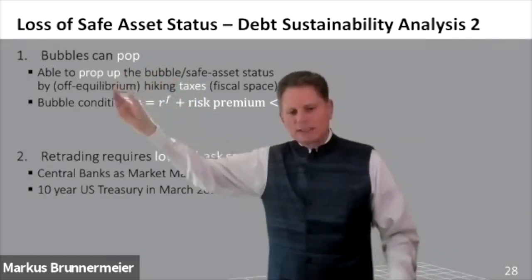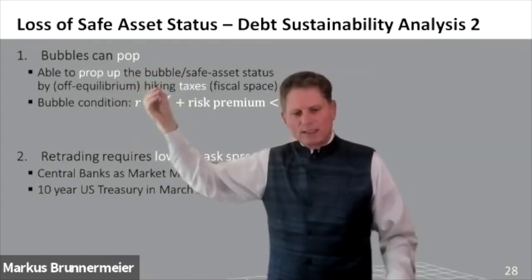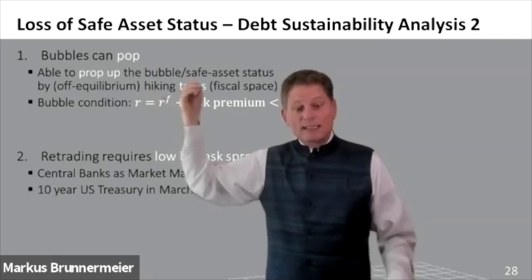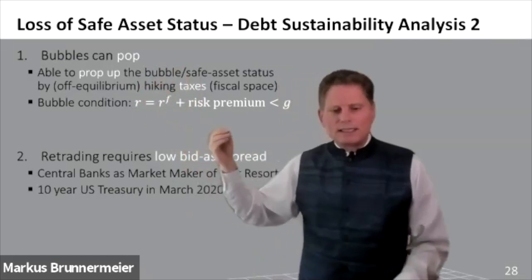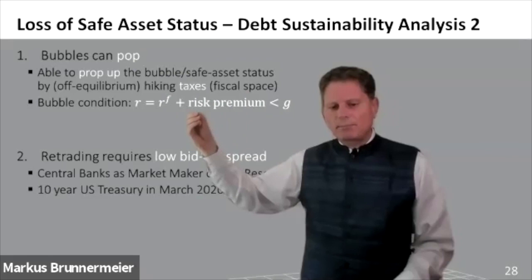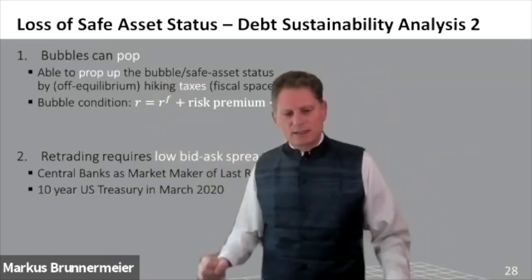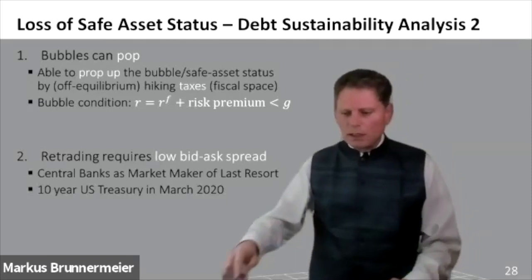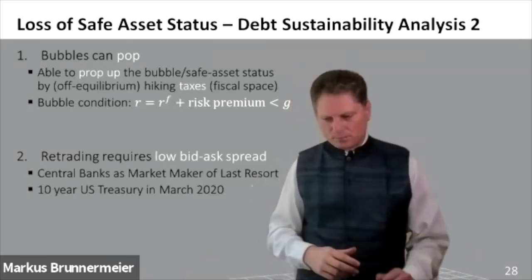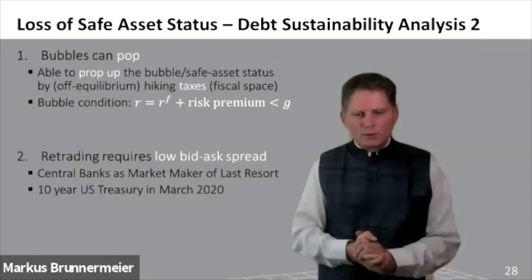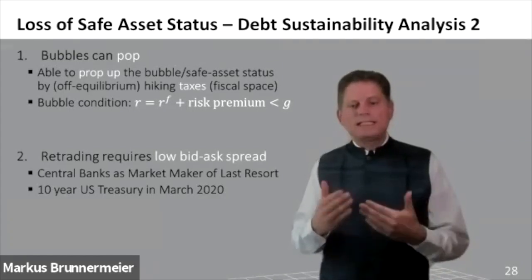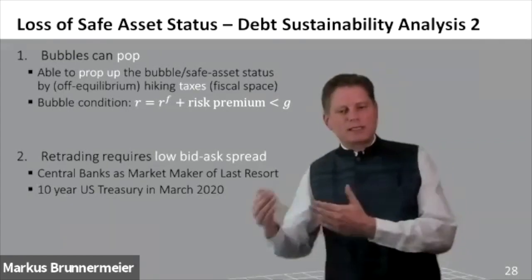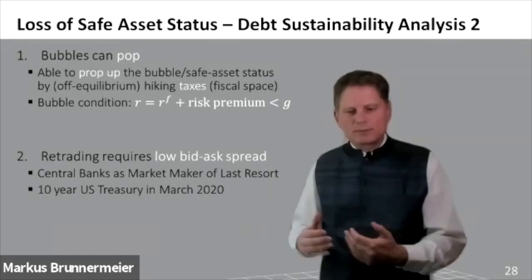I don't have time to go into details. It's more delicate when it is lost, but the possibility that it might be lost alone increases the risk premium, and that actually makes it harder to sustain the safe asset status. And the other thing is that the bid-ask spread should stay low in order to have enough easy retrading. Otherwise, you might switch to another asset to do the retrading. It's not clear that it's with the government bond.